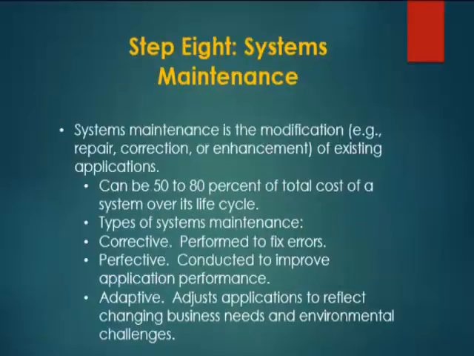Step 8. Systems maintenance. Systems maintenance is the modification, that is, repair, correction, or enhancement of existing applications. Maintenance can be 50 to 80% of the total costs of a system over its life cycle. Types of system maintenance include corrective, performed to fix errors, perfective, conducted to improve application performance, and adaptive, adjusts application to reflect changing business needs and environmental challenges.